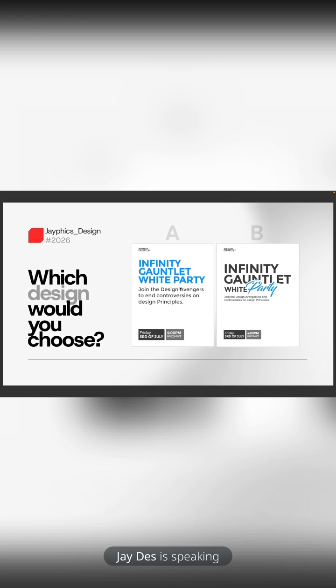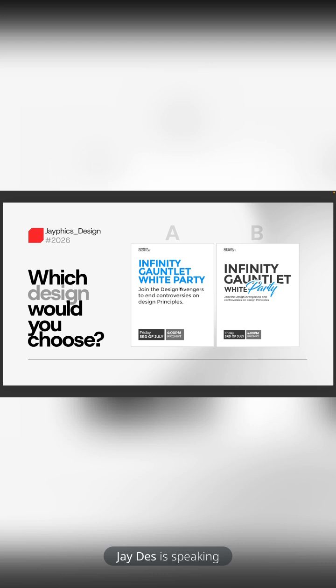Now we have 7 to 2 votes. I think we are good now. But the design that actually wins here is B. If you chose B, you won. So let's see why B is winning. Now we have the Infinity Gauntlet white party. Contrast is beyond just throwing colors, throwing big sizes, right?